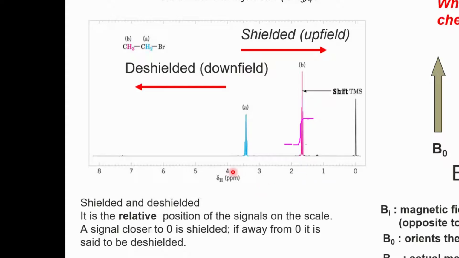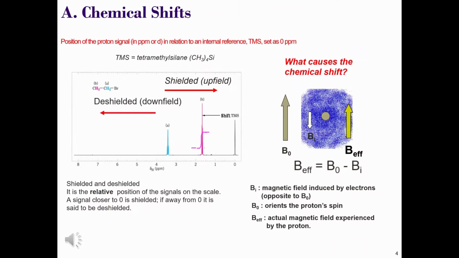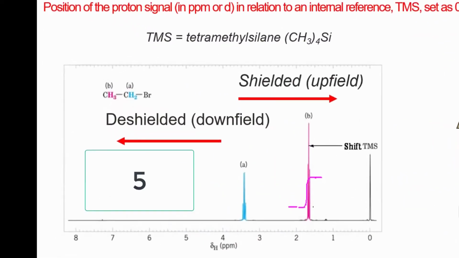Whereas signals that are to the left of the spectrum are said to be deshielded from the applied magnetic field, and they appear downfield on a NMR spectrum because they require higher radio frequencies to cause their resonance. What do you notice about the 2 different proton environments highlighted in pink and blue of bromoethane? Pause the video and resume when you are ready.